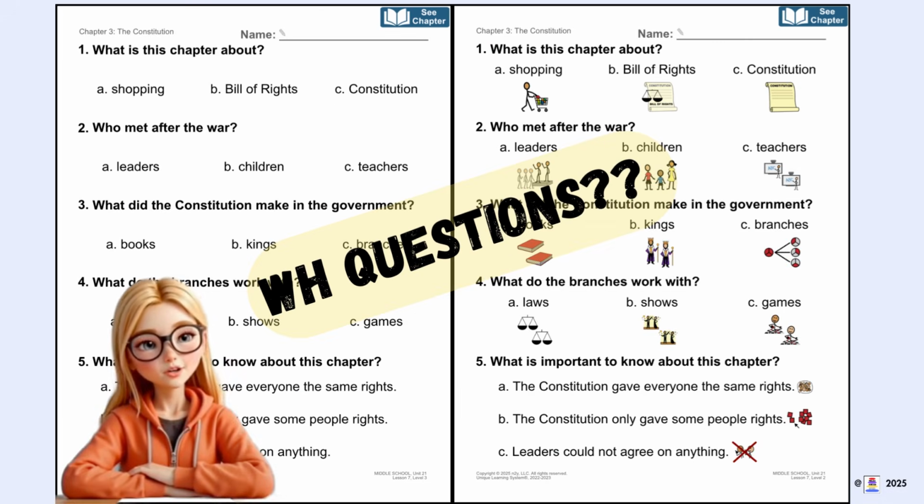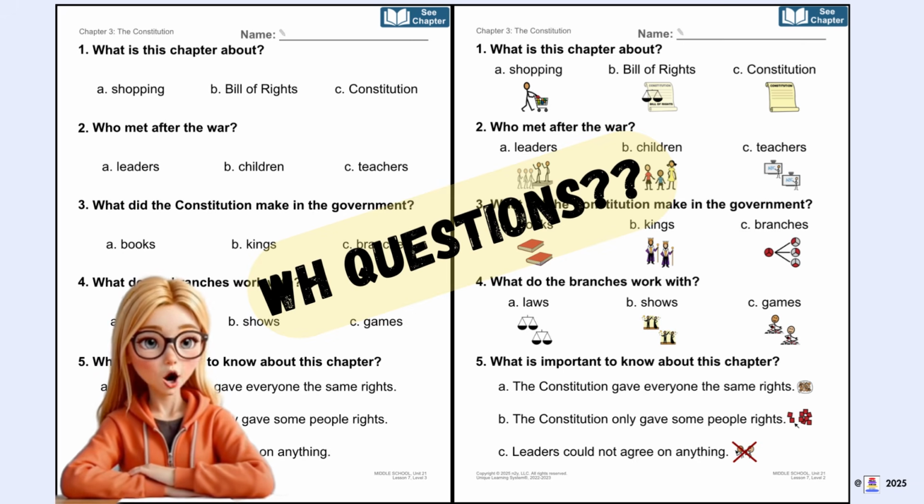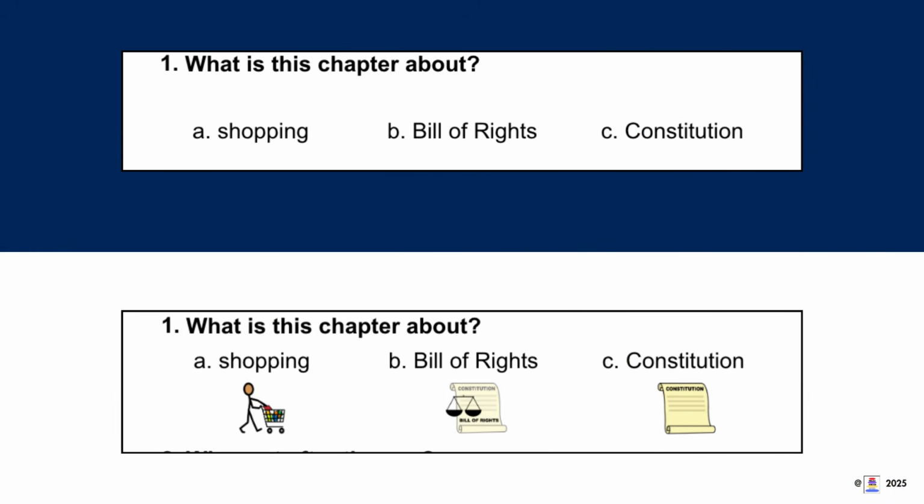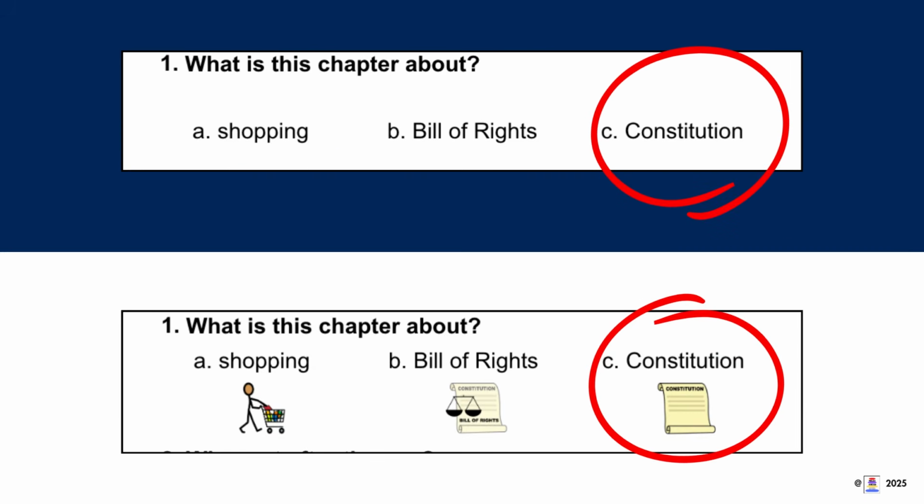Now it's time to put on your thinking caps as we answer some WH questions about the story. Are you ready? Let's get started. Number 1. What is this chapter about? Is it about A. Shopping, B. Bill of Rights, C. Constitution? The answer is C. Constitution. The chapter is about the Constitution. The answer is C. Constitution, because the title of the chapter is Constitution, and the whole chapter explained it.